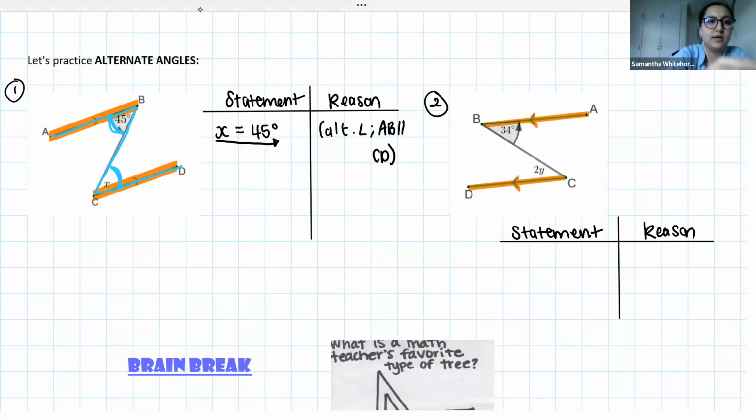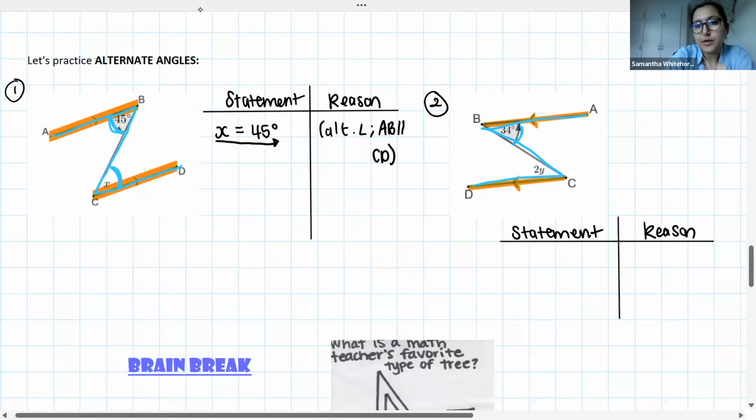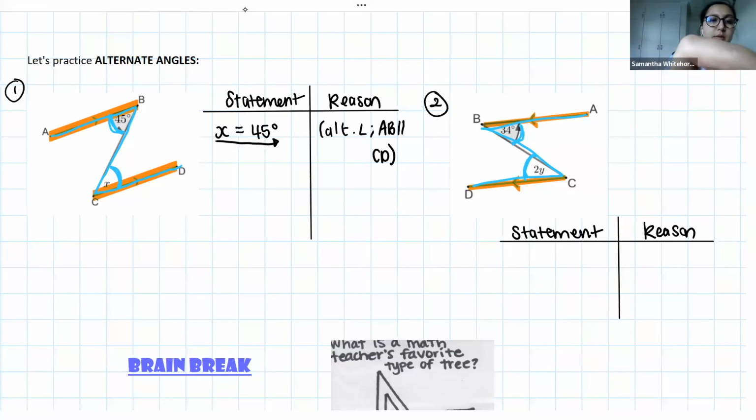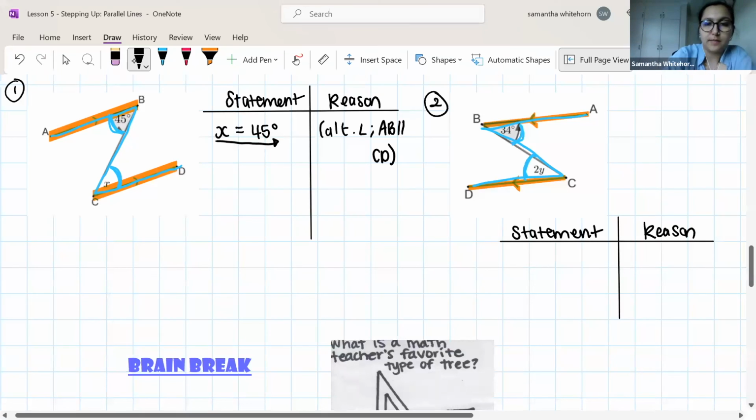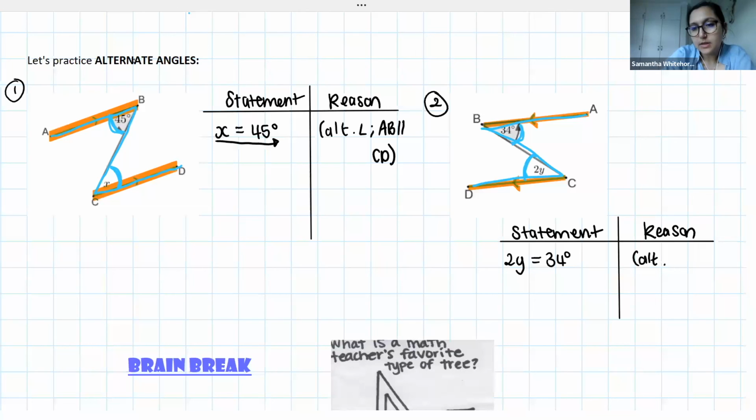Good, grade 8s, well done. Right, so guys, there's my Z shape, quite clear from that what I'm doing, but if we can't see our Z shape, there it is in blue. 34 is alternate to 2y, and remember, alternate angles are equal to each other. So I know that 2y is equal to 34 degrees because of alternate angles. Again, guys, I'm using a parallel line reason, so I need to state that AB is parallel to CD. Guys, if you said BA is parallel to DC, so if you swap the letters, that's fine. I generally always just write everything in alphabetical order, but it means exactly the same thing.